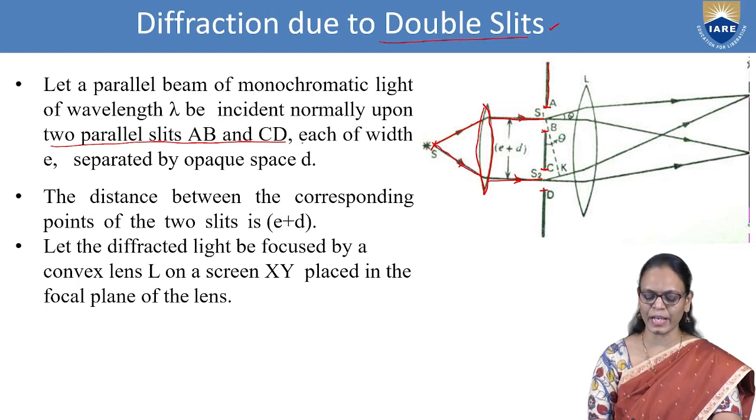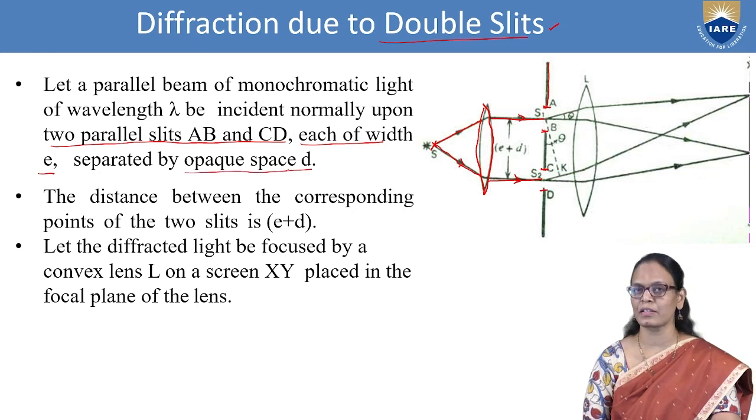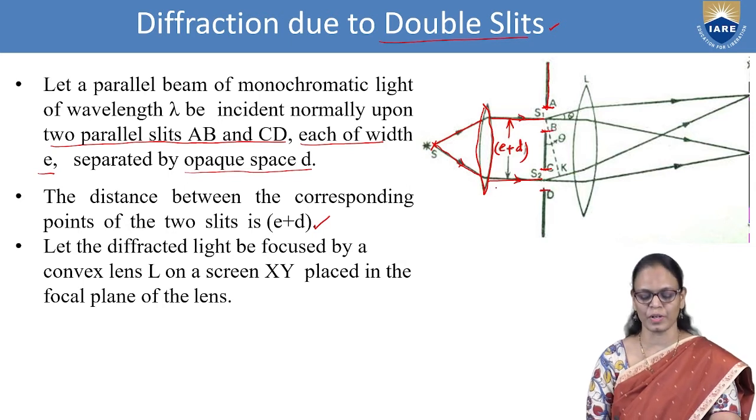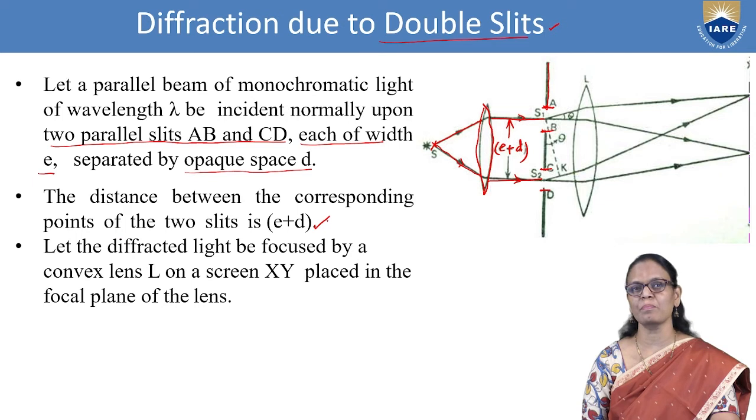Each slit has width E, and they are separated by an opaque space D. So the width of the slit is E, and the separation between the two slits is D. So we are writing the total as E plus D. The distance between the corresponding points on the two slits, if I take exactly this point and this point, or this point and this point, is E plus D.